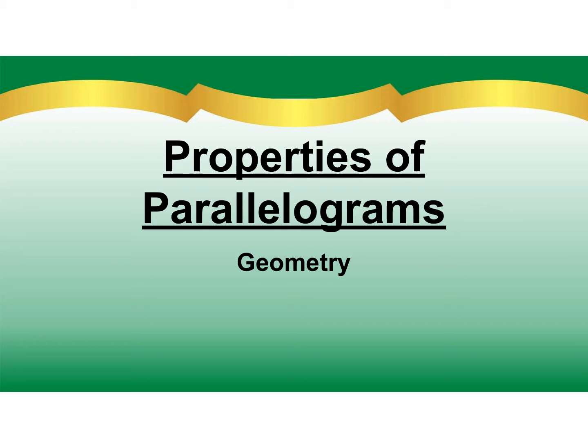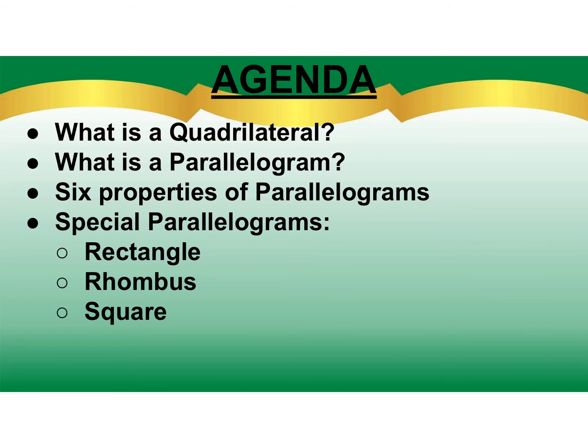Let's learn about the properties of parallelograms. So first we'll talk about what is a quadrilateral, then we'll get into what is a parallelogram. There are 6 properties of parallelograms we're going to learn today that you need to know. Make sure you write them in your notes. And then we're going to do 3 special parallelograms, the rectangle, rhombus, and square.